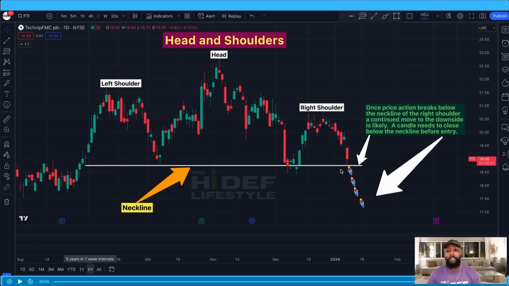Three peaks. Once this neckline is broken, we look for a candle to close below the neckline. Maybe even two candles, just to give us even more confirmation. At that point, we can look for a move to the downside. And again, a retest can happen here, where we break through, we come down here, we move back up slightly to retest the neckline, and then price action could continue to go down from there. Okay, so this is the head and shoulders pattern.